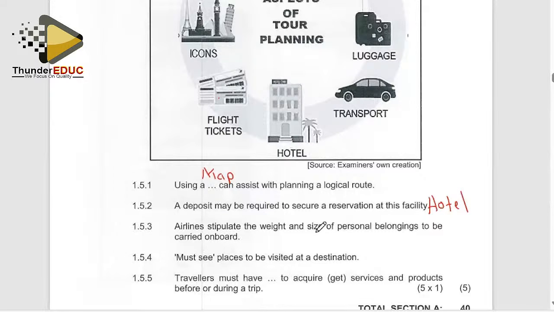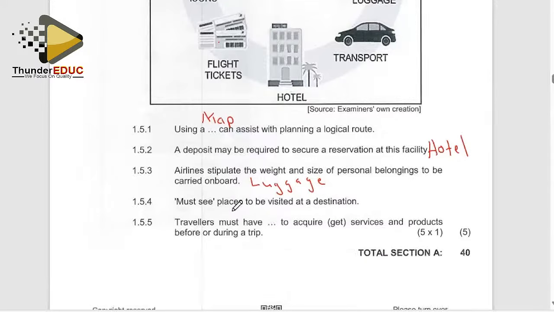Then 1.5.3. Airlines stipulate the weight and the size of personal belongings to be carried on board. So this refers basically to the luggage. They specify the amount of luggage which can be carried. This refers to the luggage and the baggage. Then a must-see place to be visited at a destination. A must-see place there would be the icons.